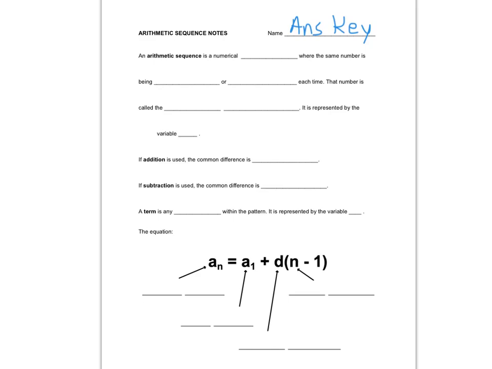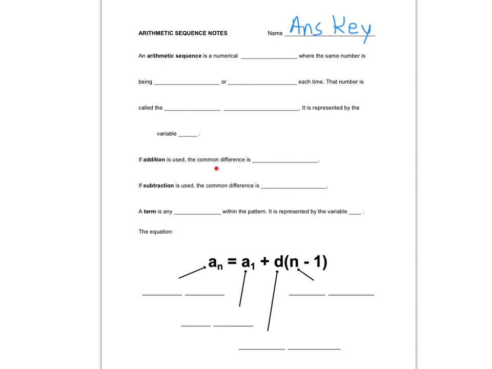Take a moment, try to fill in these notes as best you can with what you know so far. An arithmetic sequence is a numerical blank where the same number is being blanked or blanked each time. That number is called the blank blank. It is represented by the variable blank.